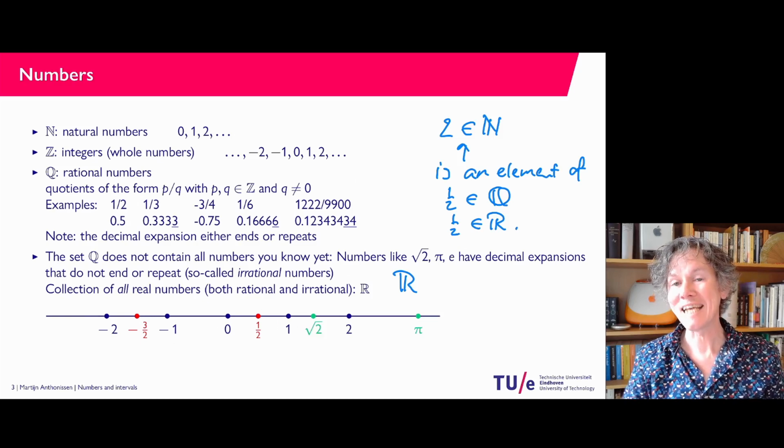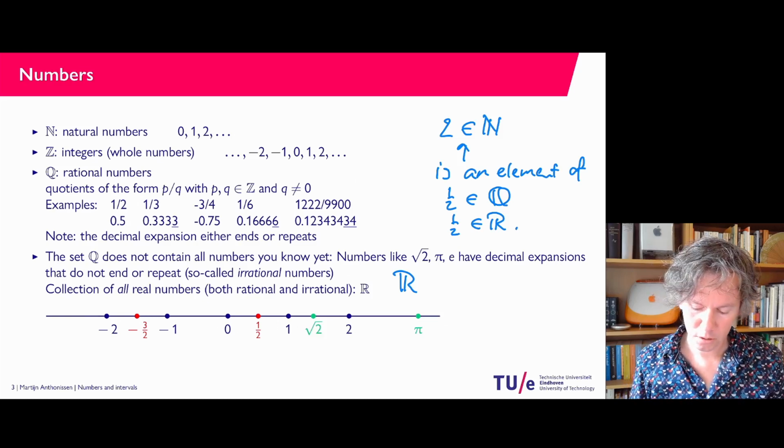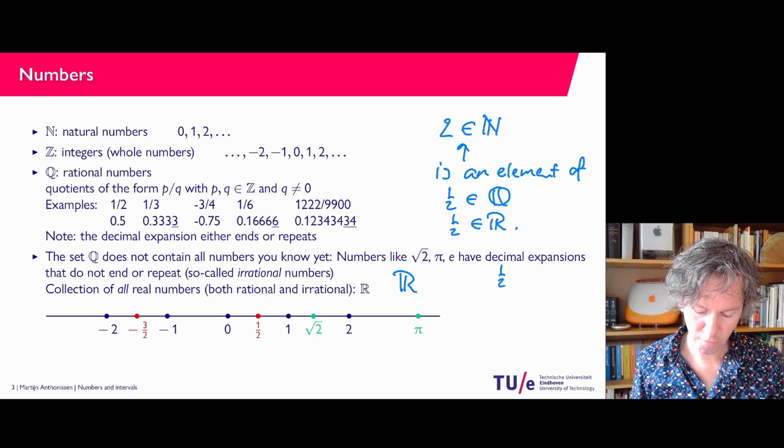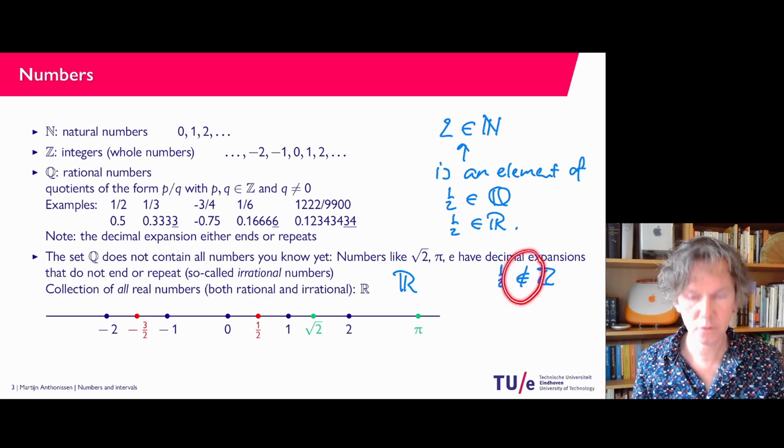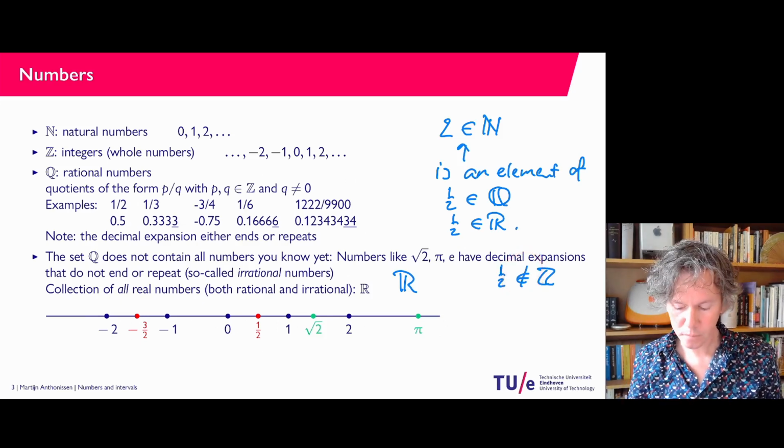To denote that something is not an element of a collection, so for instance, a half is not an element of Z, so a half is not an integer, we have the same symbol, but we strike it.